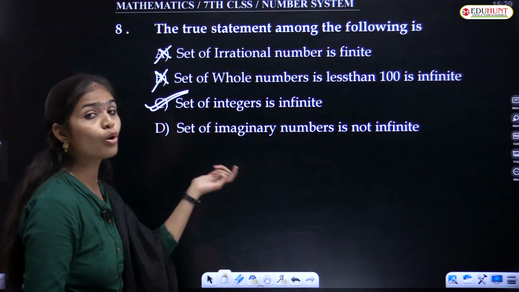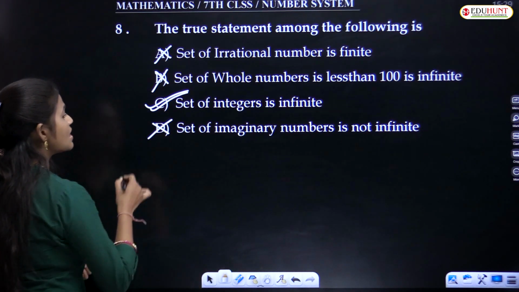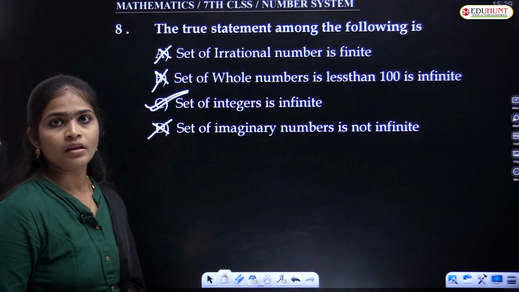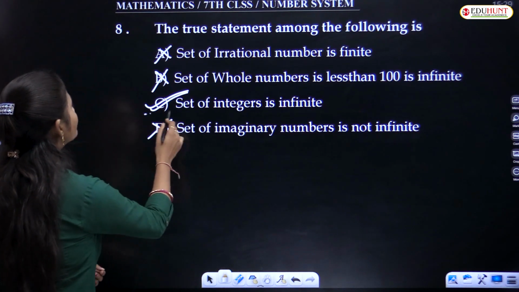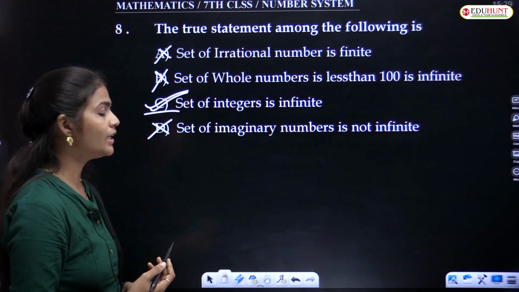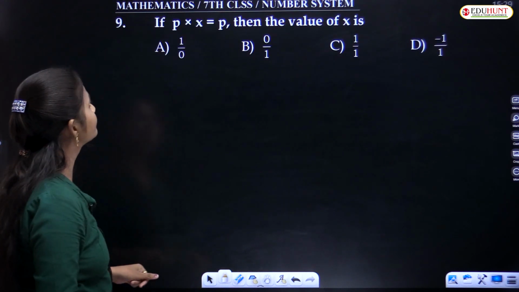But here they are saying not infinite. That's why this is also a wrong option. So which one is correct here? Option C is true. Okay, so let us see the next one.